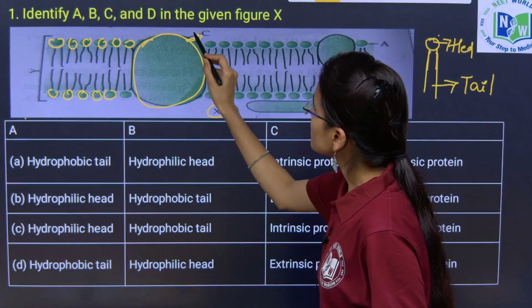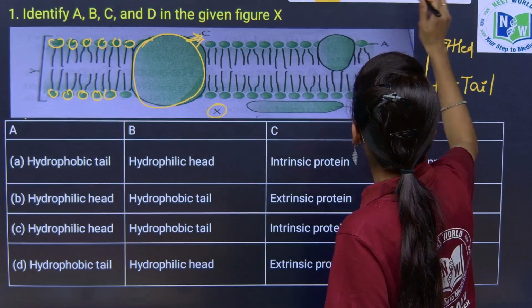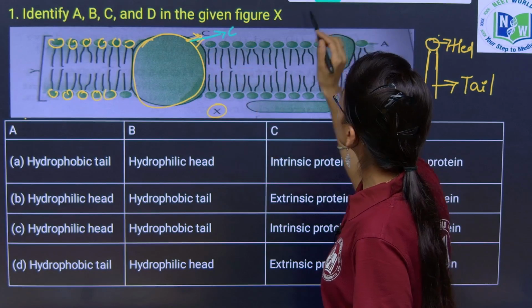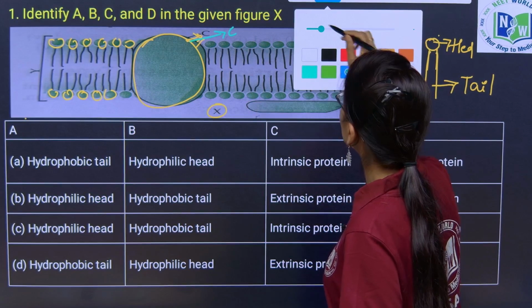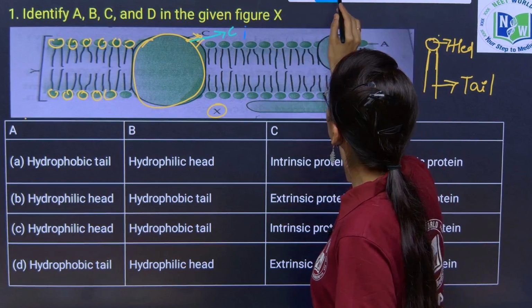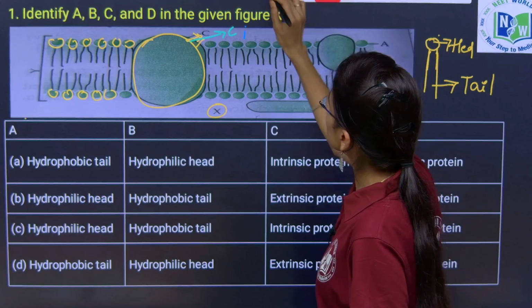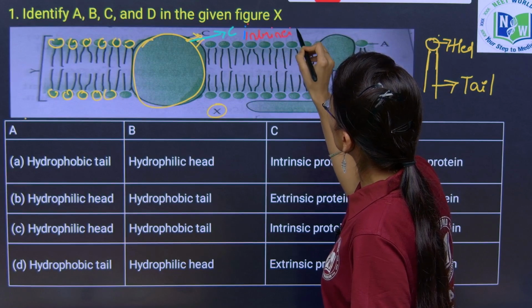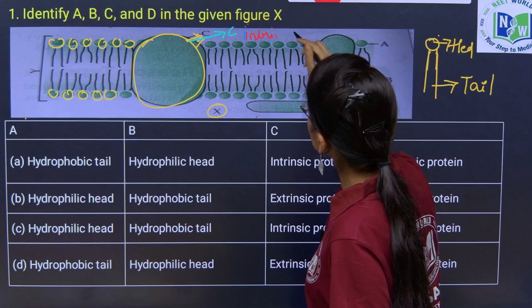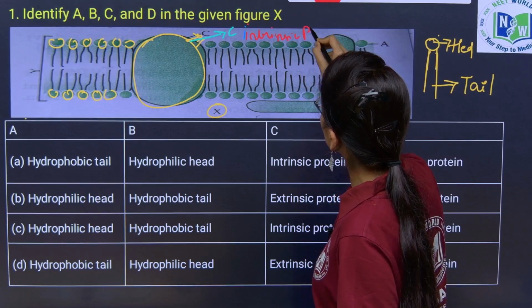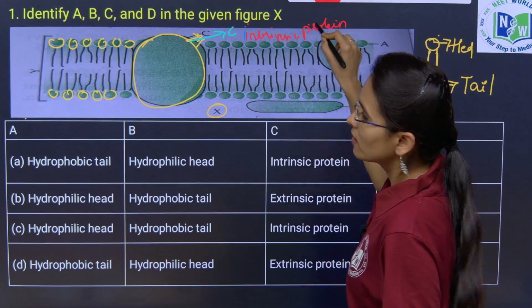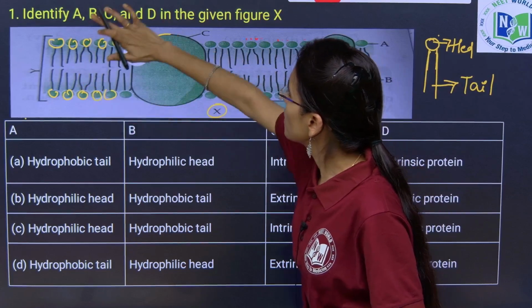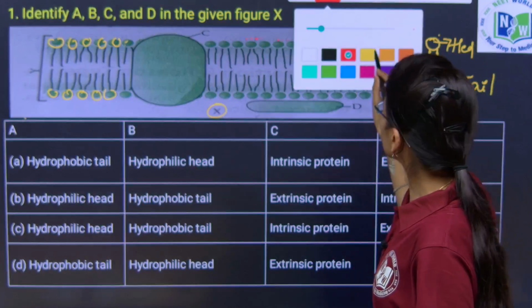Here there is a labeled part C. So what is C, children? C is an intrinsic protein. Yes, C is intrinsic protein.